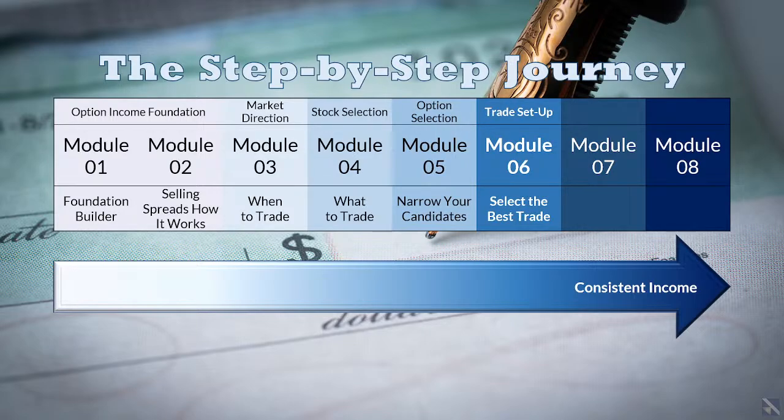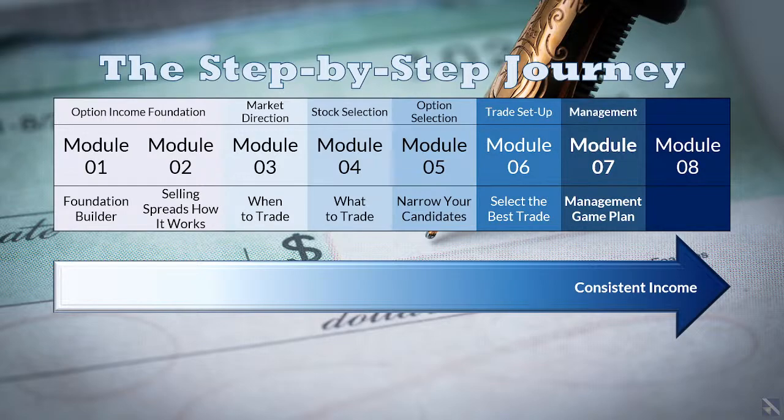Now you're going to continue to stack probability and reduce risk in Module 6 by the way you set your trade up. Here, you'll make sure your trade has the perfect combination of risk to reward, and you'll know exactly where to set your strikes up. Great trades don't happen by accident. They're the result of careful planning and strategically setting them up correctly from the beginning.